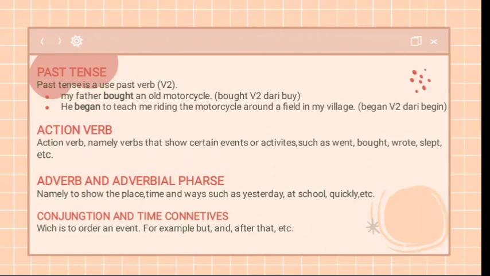Action verb. Action verbs, namely verbs that show certain events or activities, such as went, took, wrote, slept, dan lain sebagainya. Adverb and adverbial phrase, namely to show the place, time, and why, such as yesterday, at school, quickly, dan lain sebagainya. Conjunction and time connectives, which are to order an event, for example, but, and, after that, dan lain sebagainya.